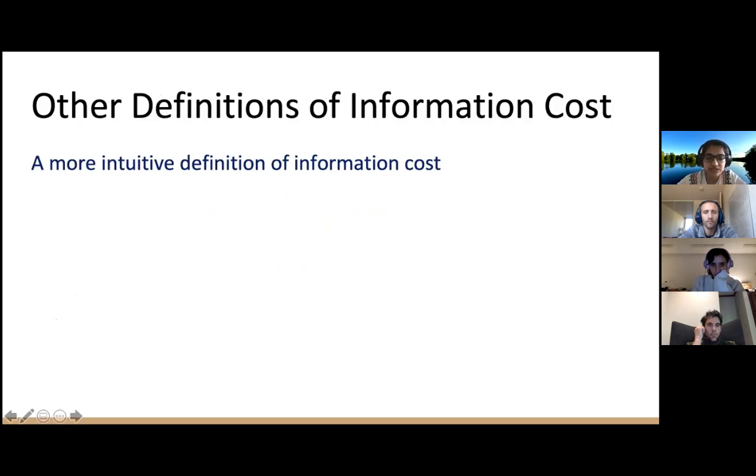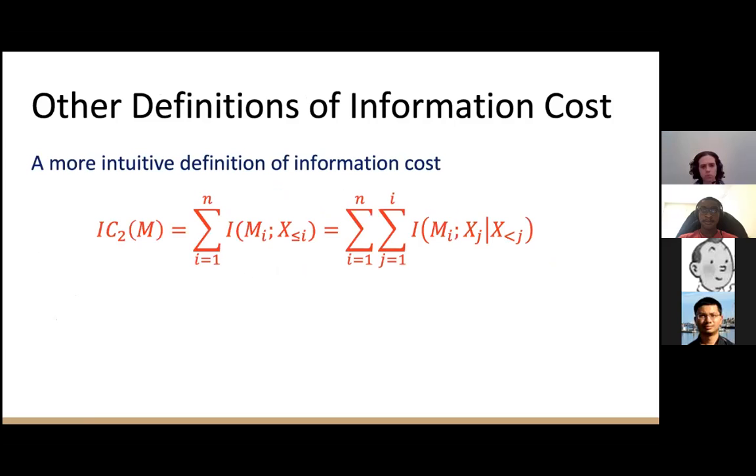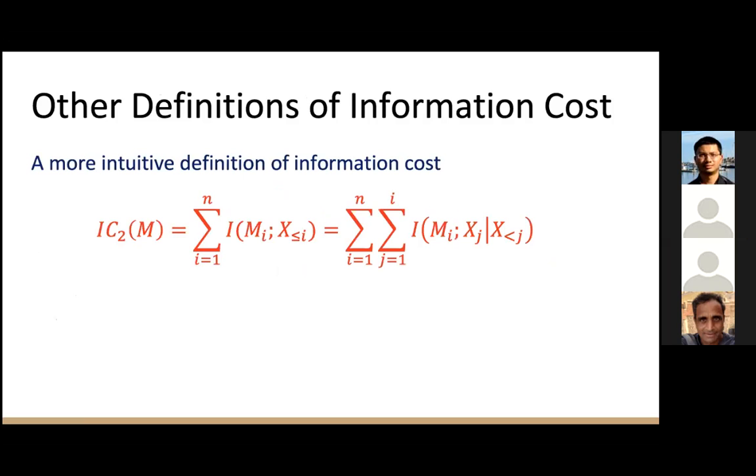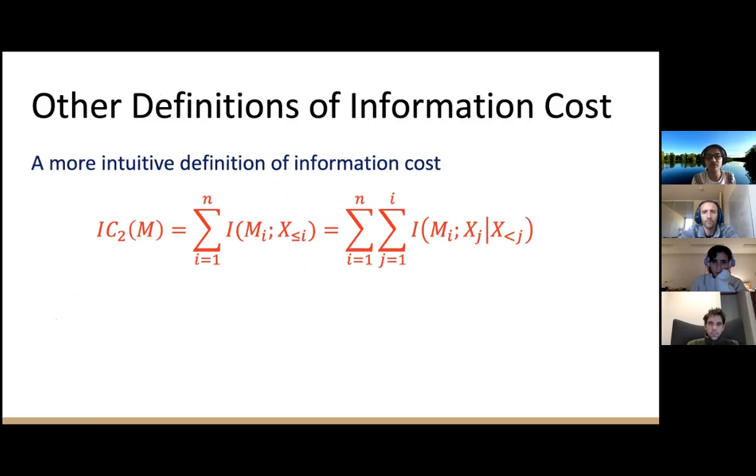Okay, so next I would want to give some intuition behind this information cost. A more intuitive definition of information cost might be that you look at a memory state Mi and understand what is the amount of information it contains about the input stream up to the ith step. That is the mutual information between Mi and X less than or equal to i.